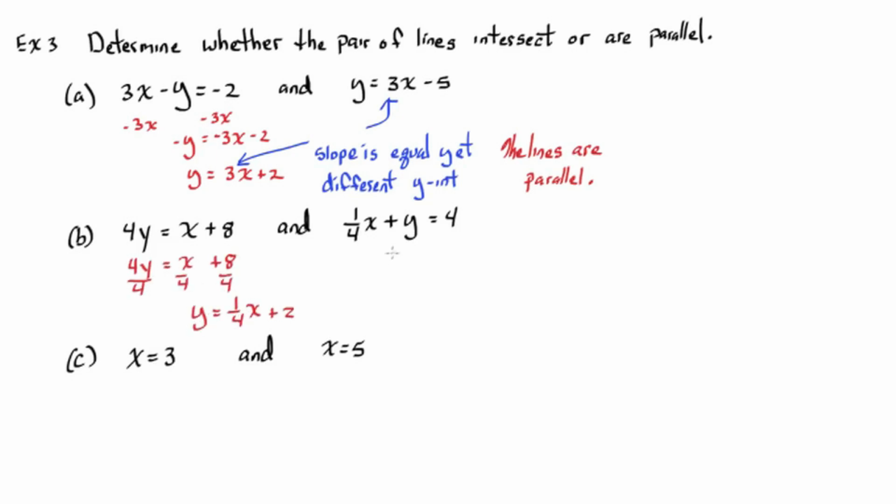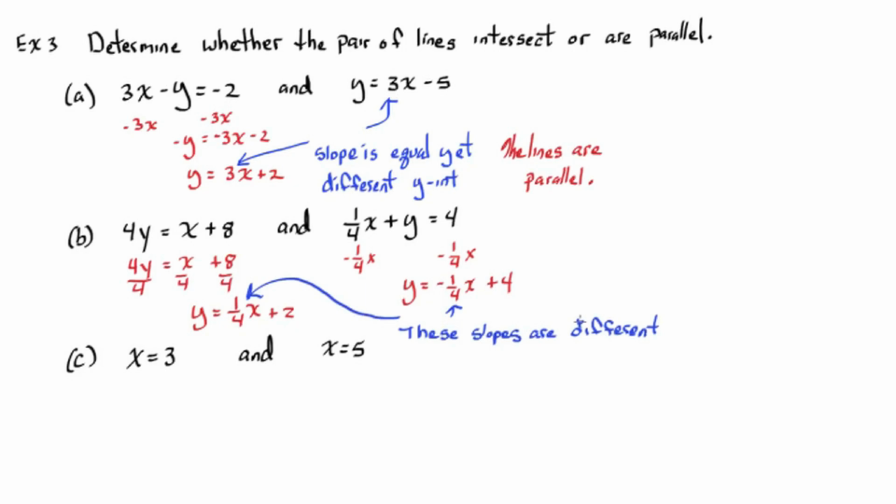For part B, when we solve and put into y equals mx plus b form, we see that the slopes are almost the same. One is 1/4 and one is negative 1/4. Well, that's not good enough. These slopes are different and these lines will intersect, so they are not parallel.